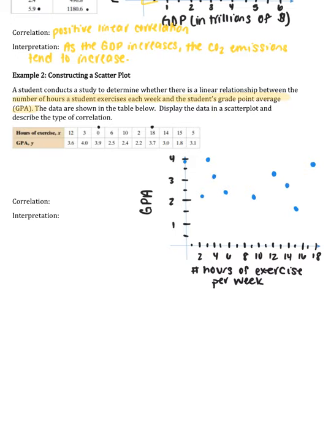Okay, so if I were to try to draw a line of best fit here, I wouldn't really be able to do it. As our number of hours of exercise per week increases, as our values on the x-axis move to the right, it's not obvious if our y's move up or down. There's not really a linear relationship. So we would say that there is no linear correlation.